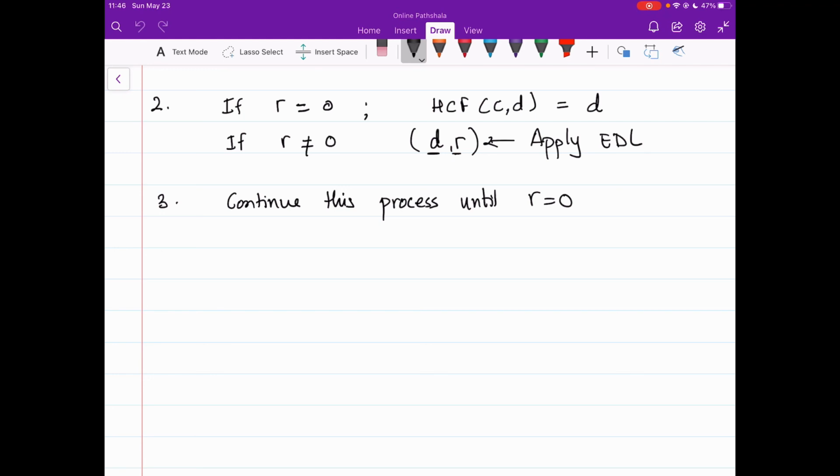Now, why does this work? This works because the highest common factor of the numbers C and D is the same as the highest common factor of the divisor and the remainder. So that is it in summary: the example of Euclid's division algorithm, and at a high level the method to follow to apply it. In the next video we will solve another example using Euclid's division algorithm.